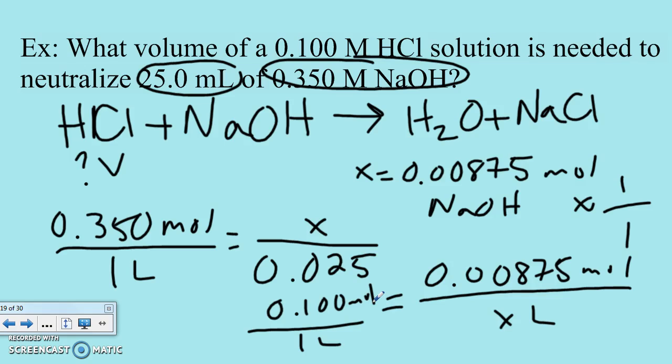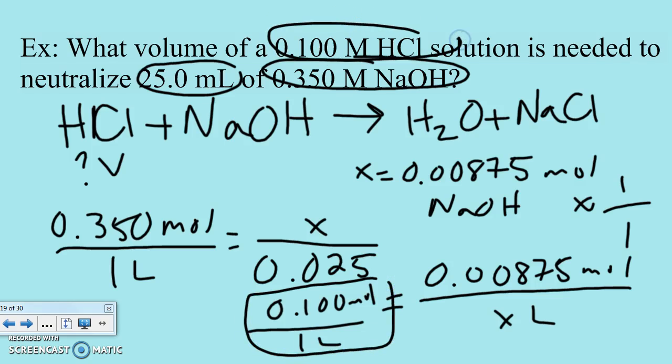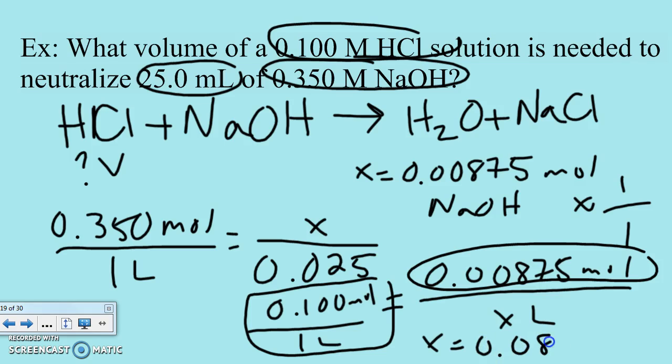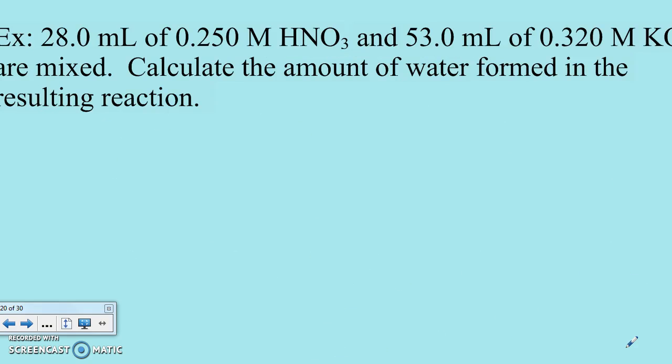So this is our molarity of the HCl, 0.1 mole per liter. This is the number of moles that we end up needing to titrate the NaOH. And so we can solve for x, x being the volume. So the volume would be in liters, 0.0875 liters would be our answer, or 87.5 milliliters would be fine too.